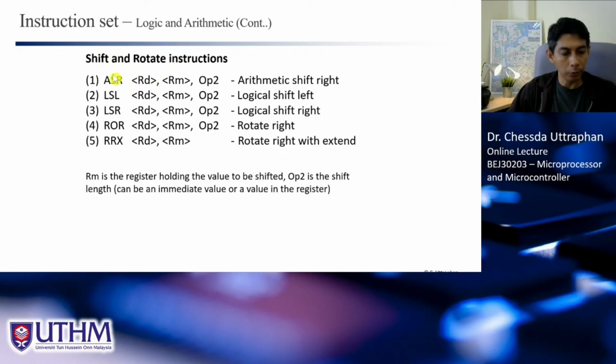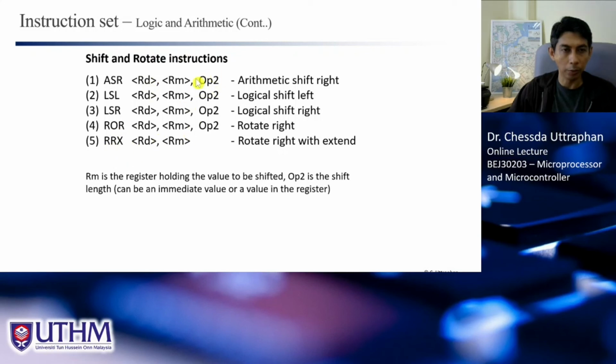Right, so this is very important in microprocessor. Shifting the bits, whether you want to shift from the left to right or from the right to left. Okay, so the first one is called the ASR, or arithmetic shift right. LSL is logical shift left. LSR is logical shift right. ROR is rotate right. RRX is rotate right with extend. And the format is this.